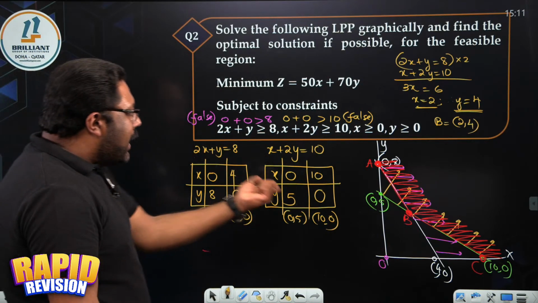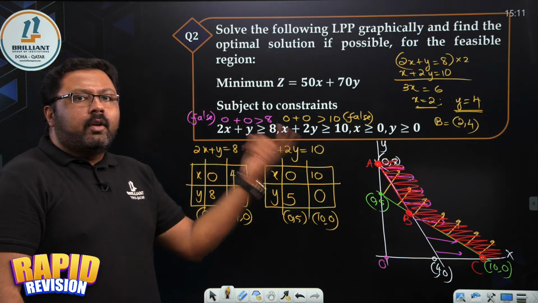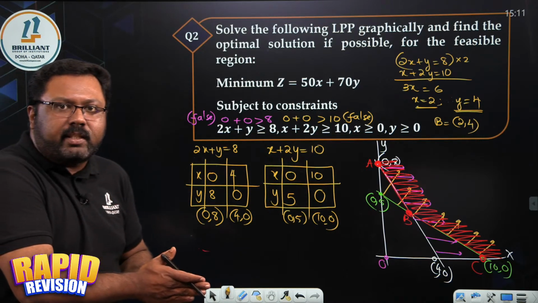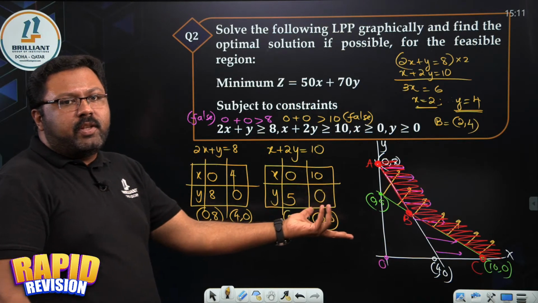Okay, all of you, I went a bit quick with explaining this because drawing the graph and shading the feasible region was explained elaborately in the previous question. So just follow the idea. Only two constraints here, so it's much easier.